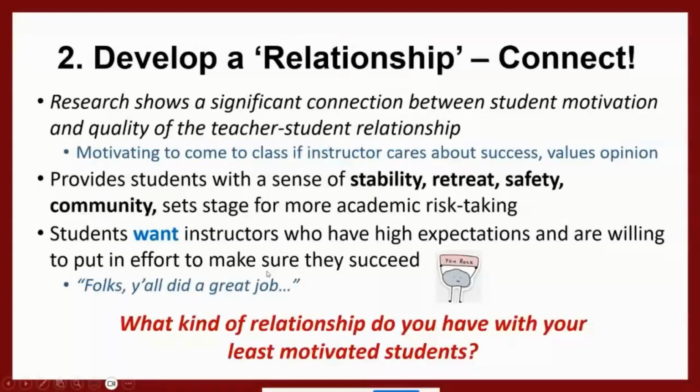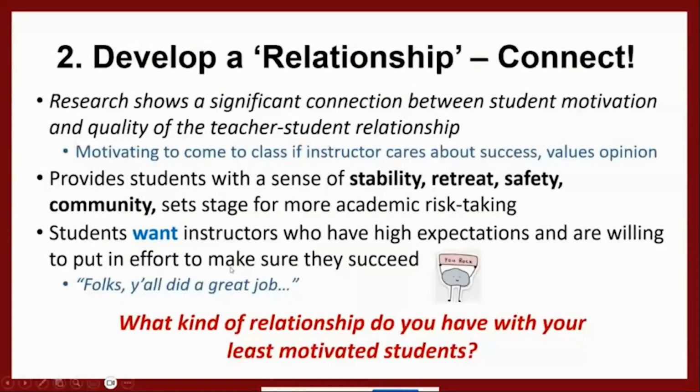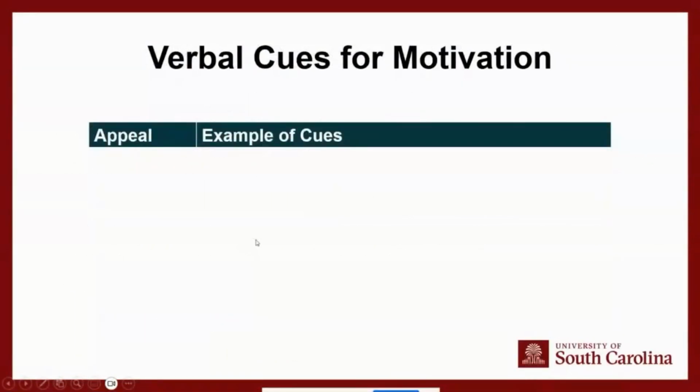So the other thing to think about is, what kind of relationship do you have with your least motivated students? And then think about, what can I do to change that and encourage the motivation in that student or in those students? And that will really help you to not only improve it for them, but for the entire class as well. What can I do for that student? So here's some examples of what you can do.